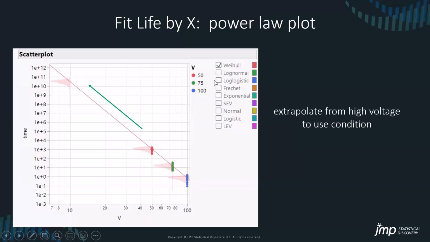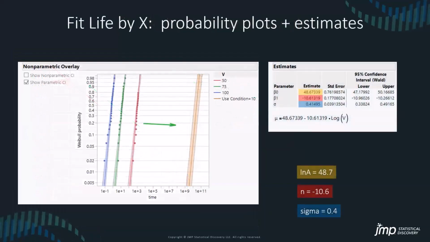And I extrapolate this. This is the Weibull distribution, not the log normal, right? But I'm able to get the Weibull distribution then at use conditions. And here my use condition is 10 volts. Okay? So it's going to be the same kind of exercise. And I'm going to do the same thing. So I have my probability plots.